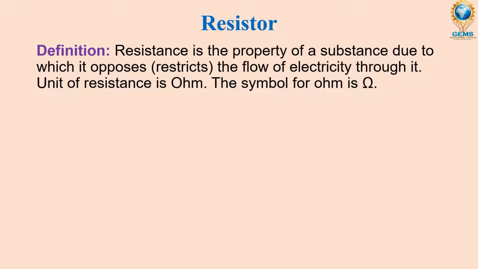Here you can see, I am taking one material. When I apply some current, electricity, it will not allow the electricity to pass through it. When we apply electricity, it will not allow. It will block the current. This is the resistance property of a substance. These substances we say are resistors.